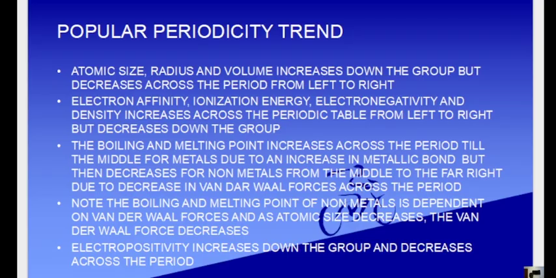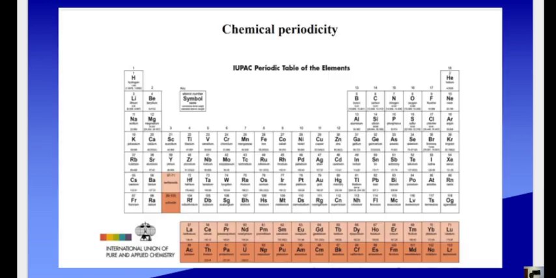Okay, we go to the next trend. The next trend is that the boiling and melting point of atoms increases across the period till the middle for metals. So once you are dealing with metals, the boiling and melting point will increase across the period till it gets to the center. So not like center, but till it gets to the point where your metal ends.